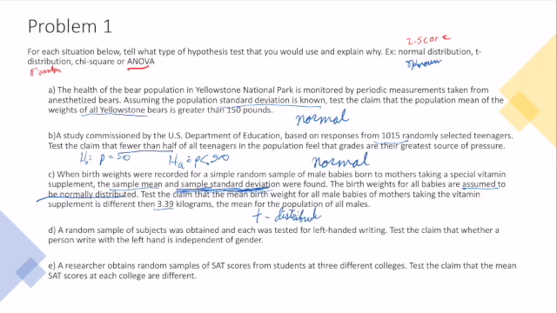All right, for D, a simple random sample of subjects was obtained and each was tested for left-handed writing. Test the claim that whether a person writes with the left or right hand is independent of gender. So here are two variables that we're comparing. We're comparing left-handedness and gender.